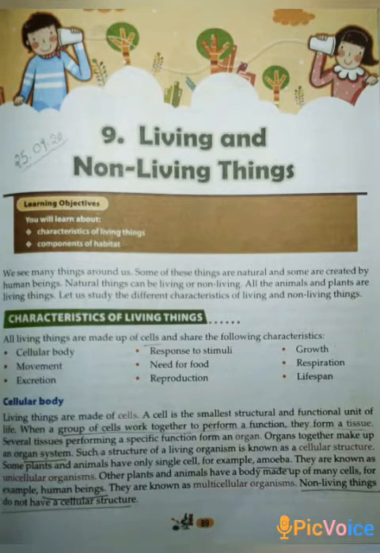Some plants and animals have only a single cell. For example, amoeba. They are known as unicellular organisms as they have a single cell. Other plants and animals have a body made up of many cells. For example, human beings. They are known as multicellular organisms. Non-living things do not have a cellular structure.